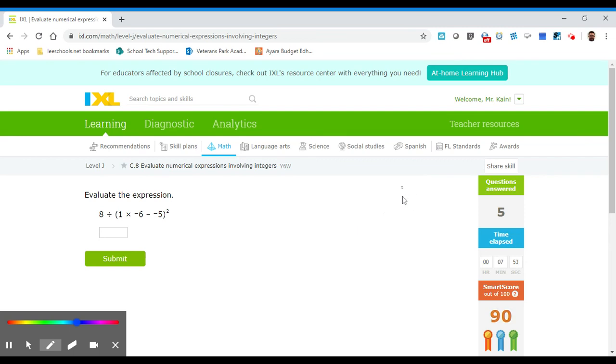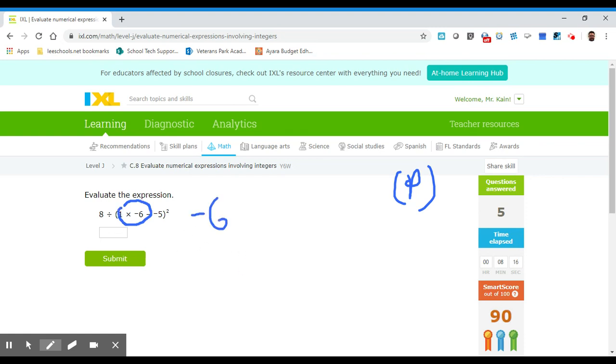So, are there any parentheses? Yes. So we're going to start in the parentheses and we're going to use the order of operations in the parentheses. So is there any additional parentheses? No. Is there any exponents in the parentheses? No. Is there any multiply or divide? There is. So we're going to do that first. We're going to do 1 times -6 first, which is -6. And then we have -5, which is +5. And then now if we finish off the parenthesis, it's going to be -6 plus 5, which is -1.